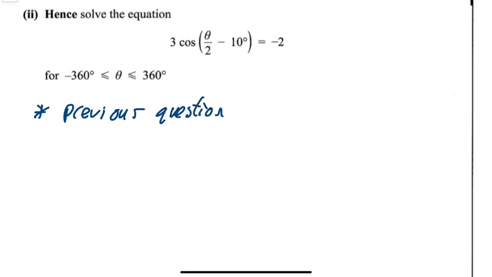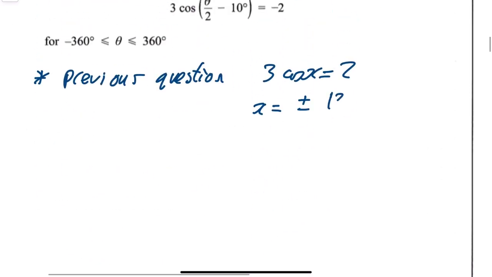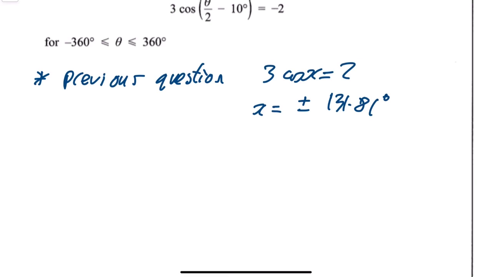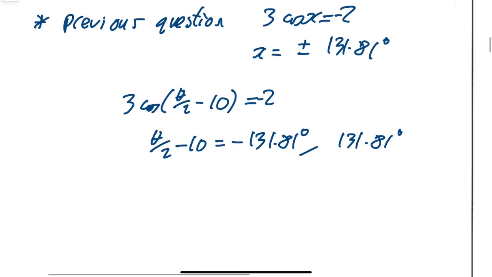From the previous question, we got that 3 cos x equals 2 had solutions x equal to plus or minus 131.81 degrees. So here, that means that R1, which was 3 cos of theta over 2 minus 10, is equal to minus 2. That means the angle, theta over 2 minus 10, is going to be equal to the minus 131.81 or the positive 131.81. So bring the 10 across first.